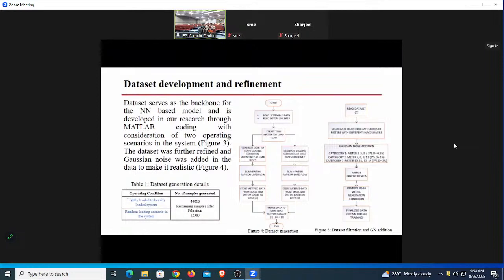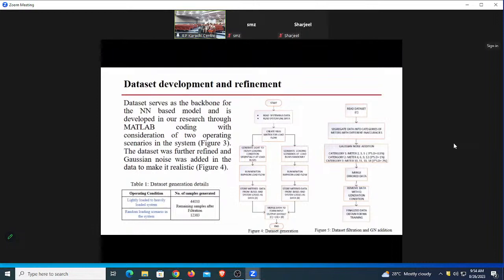And then in the random values, because this is the more appropriate scenario, as we do not know what the loading scenario or loading pattern will be. So the random loading patterns have been generated, and altogether 44,010 samples were generated.